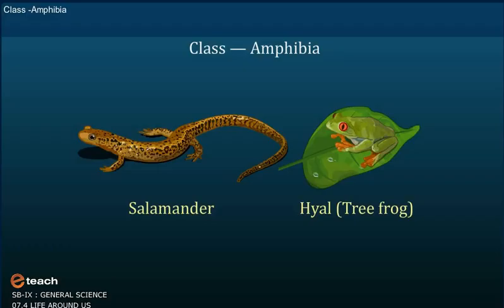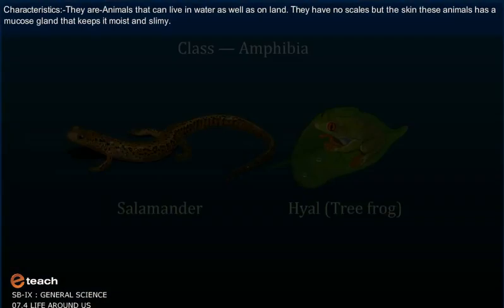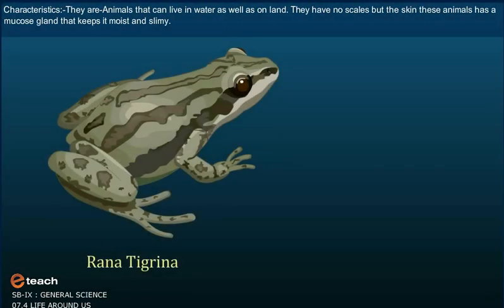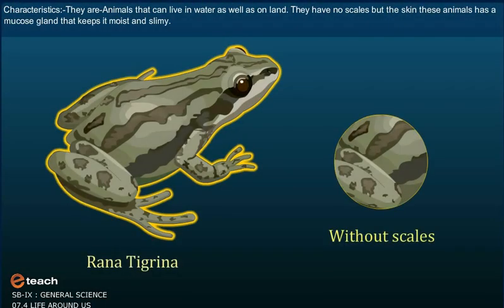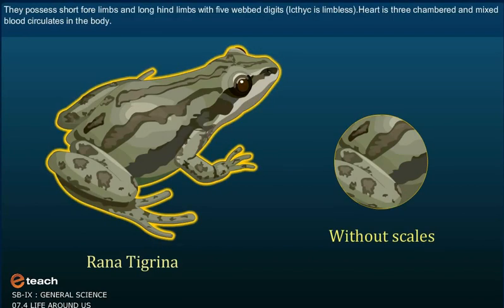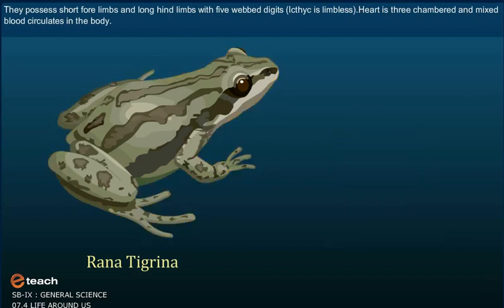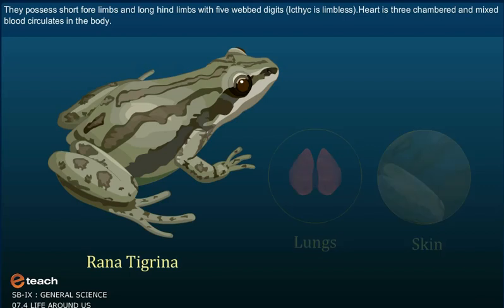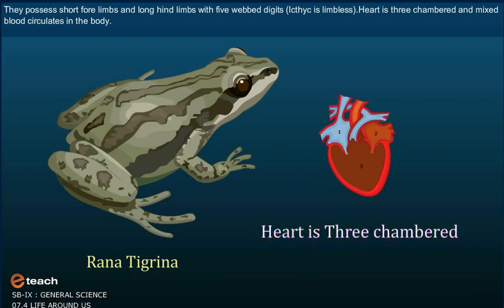Class Amphibia. Characteristics: they are animals that can live in water as well as on land. They have no scales but moist skin. These animals have mucus glands that keep the skin moist and slimy. They possess short forelimbs and long hind limbs with 5 webbed digits. Ichthyophis is limbless. The heart is 3-chambered and mixed blood circulates in the body.